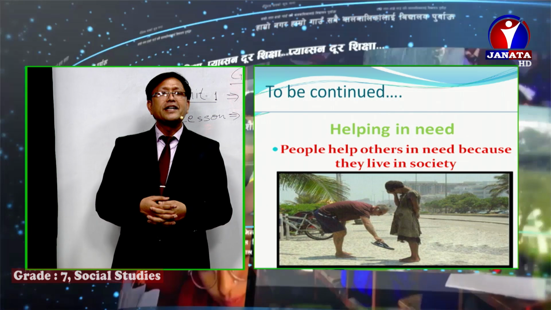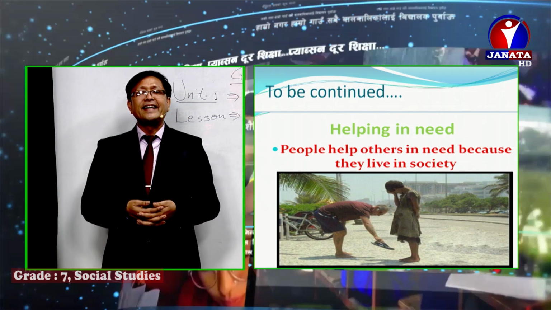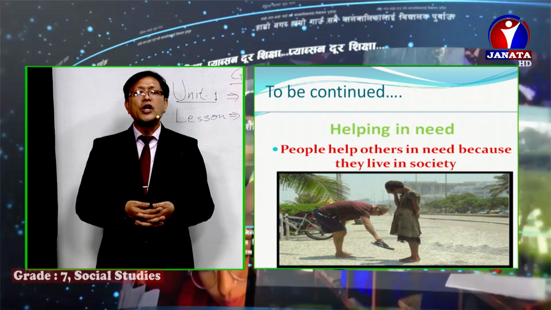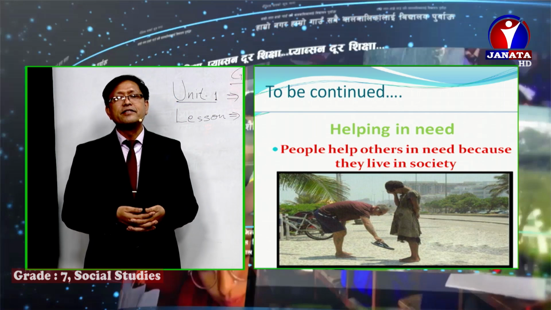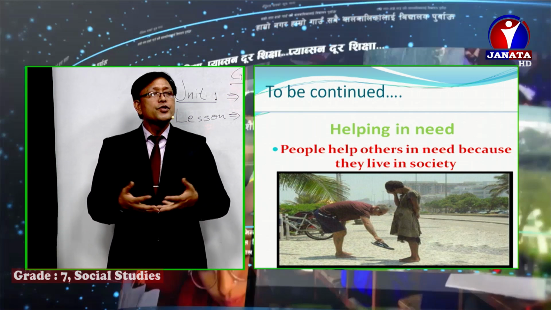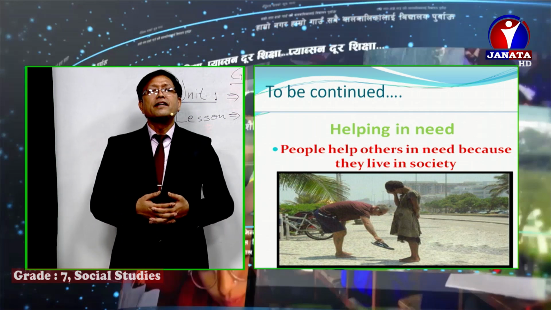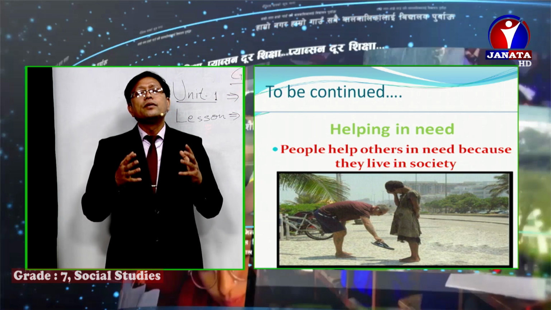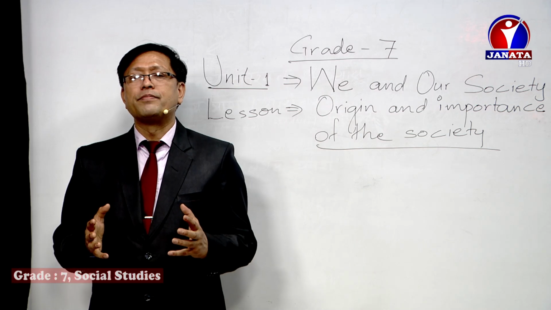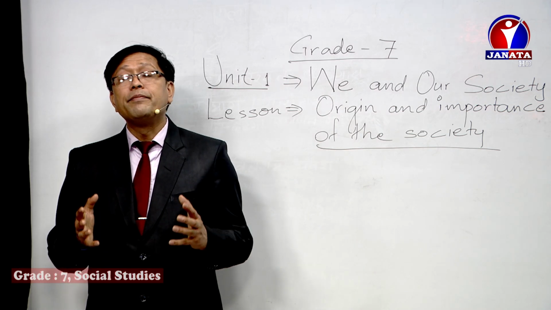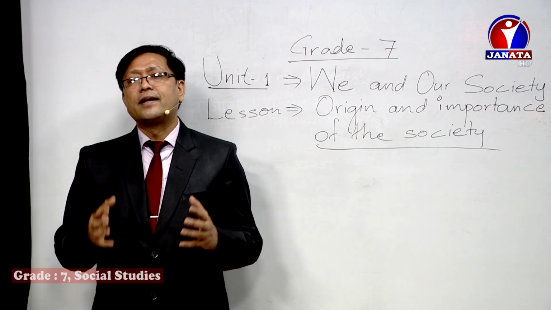You can see in the image, boys and girls, what they are doing. There is one girl standing, and she's standing barefoot. But see, a man is offering slippers, sandals to her, because we care, all right? We help people who are in need, okay? So society means we live together for the common purpose, boys and girls, all right? We help each other, we care for each other, we become together for the common purpose.